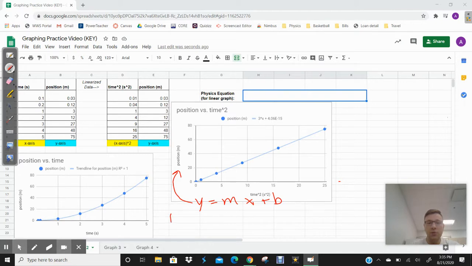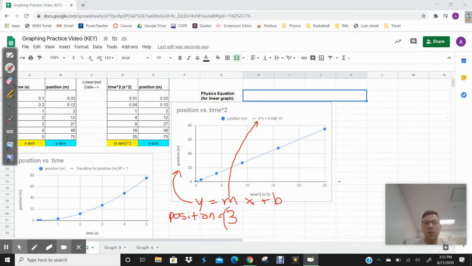Whatever's on our y-axis is what we're going to write down for that first part. So it's position. So position is equal to the slope. Remember that slope is going to be found from our equation right there. The slope for this graph is 3.